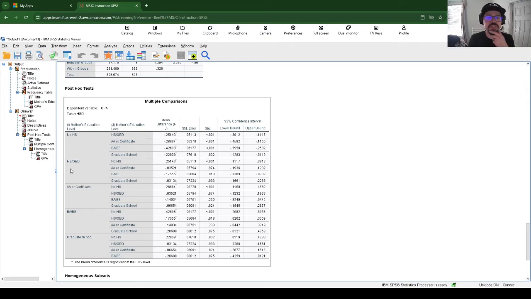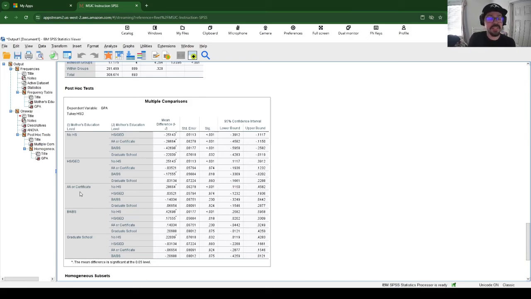So now your focus becomes, okay, let me compare high school to associate's or certificate. This 0.974 is greater than 0.05, so there's no significance here. There is significant difference between high school GED and bachelor's degree with 0.018. So this, you would report on this. You would include this as part of the results, reporting results. There is not significant difference between high school and graduate school.